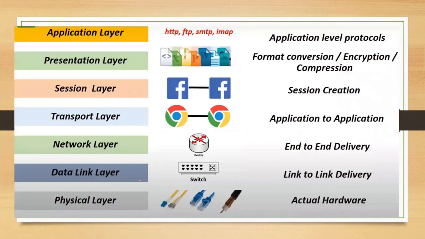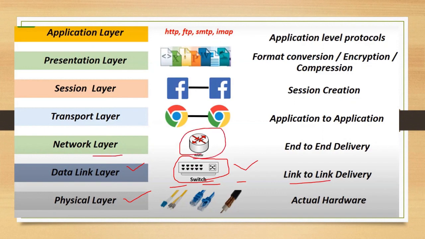Here you can see the example of OSI layers. Actual hardware will be there in the physical layer: connections, different types of connections, wires, those things. In the data link layer, we are going to transmit the frames. That is the switch, link to link delivery. And in the network layer, the main thing is path or route, the router. This one is end-to-end delivery. In transport layer, application to application.